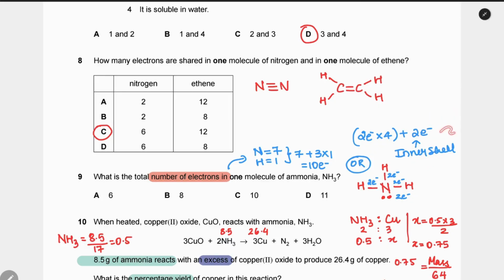So that's one way to do it, or else you can do it like this. Nitrogen has a total of 7 electrons, and hydrogen has atomic number 1. So 7 plus how many hydrogens? 3 hydrogens. Directly you can get the answer. So there are 2 options, option 1 and option 2. You can take whichever is suitable for you, and the correct answer is 10.